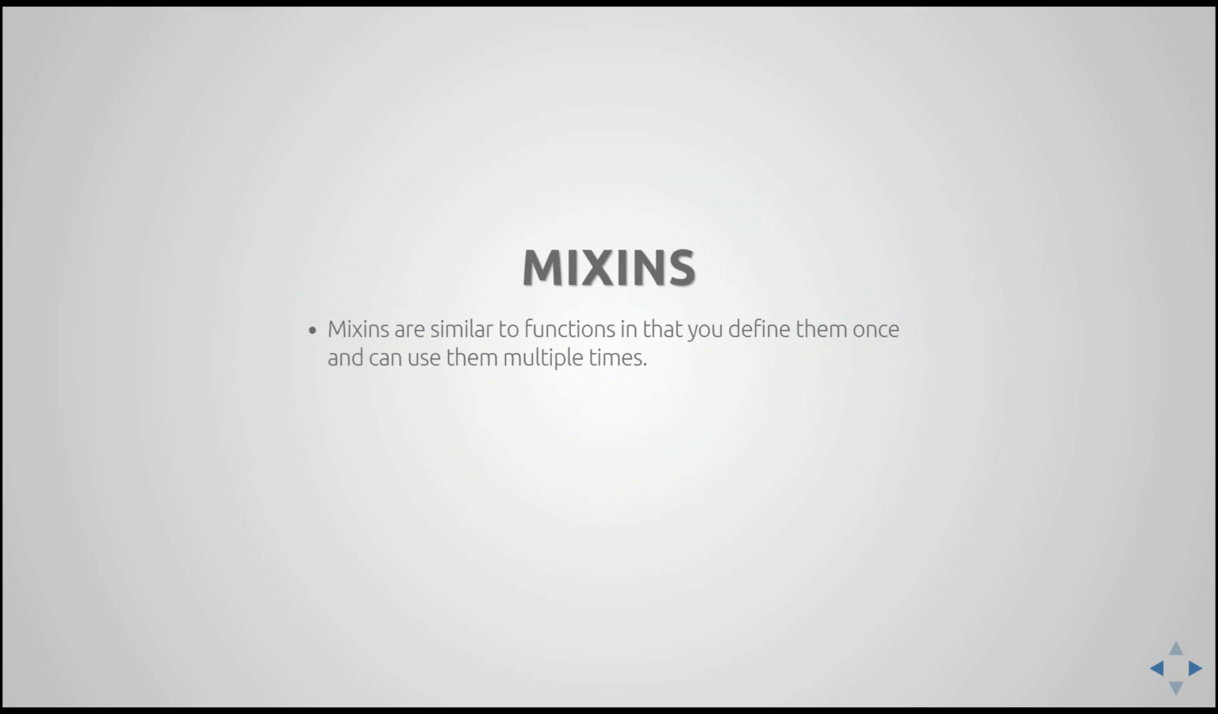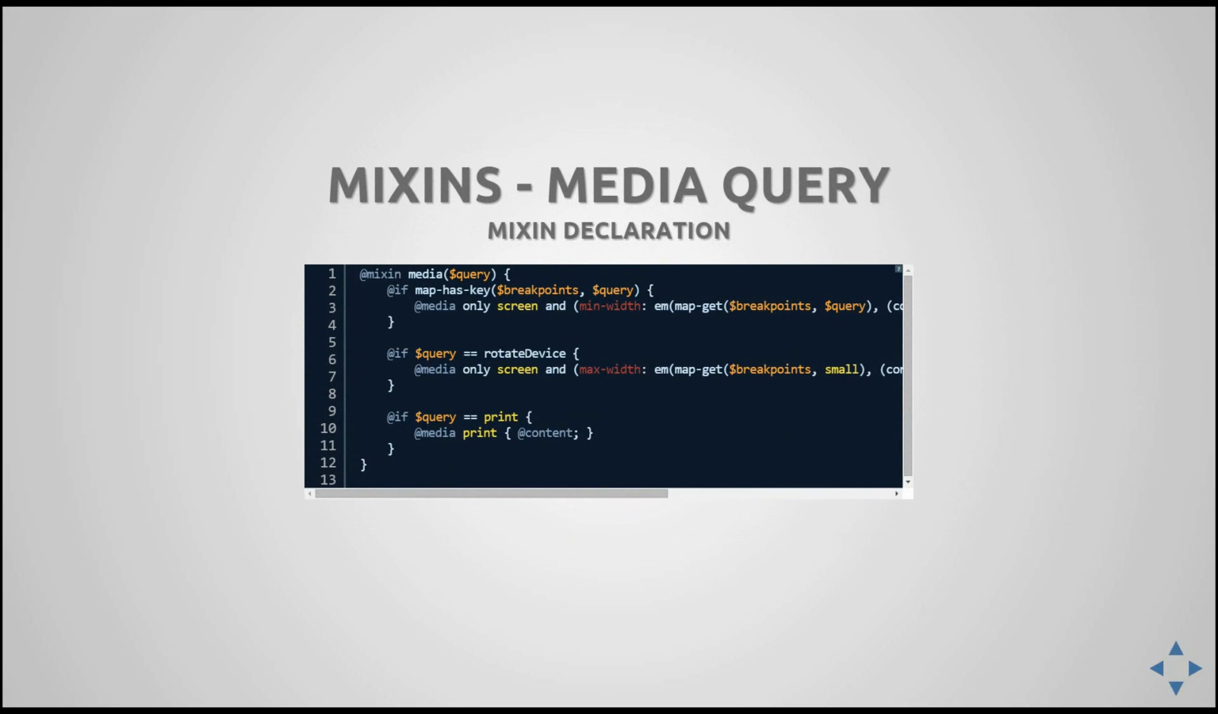Mixins. Mixins are similar to functions in that you define them once and can use them multiple times. Rather than returning a single value like functions, however, mixins allow you to output multiple lines of CSS. Here's a quick example of one of our media query mixins. It's part of the Phoenix framework.